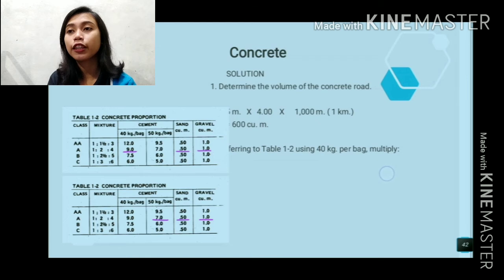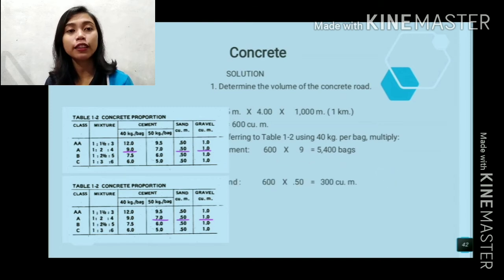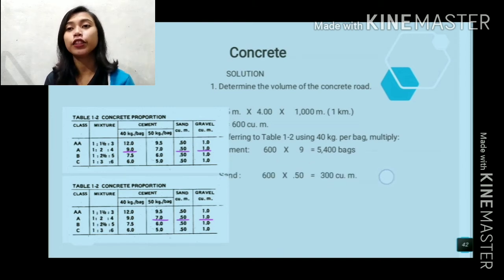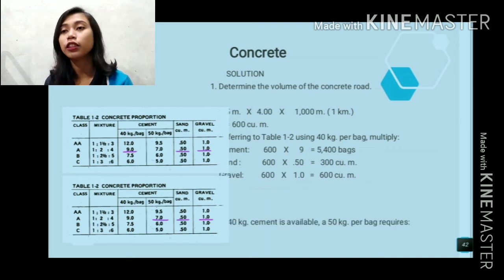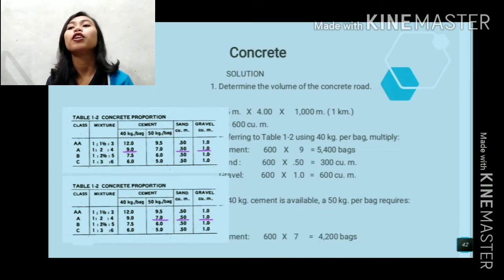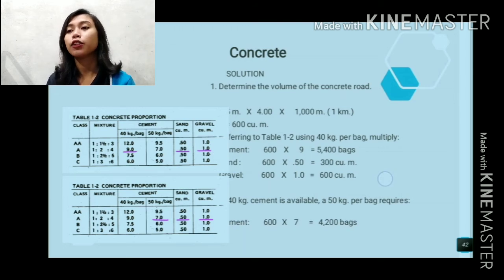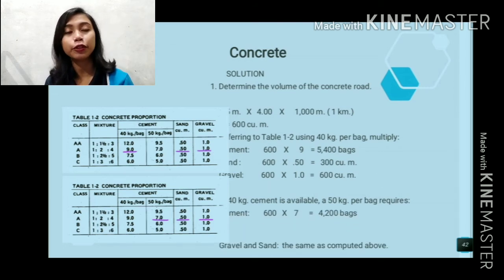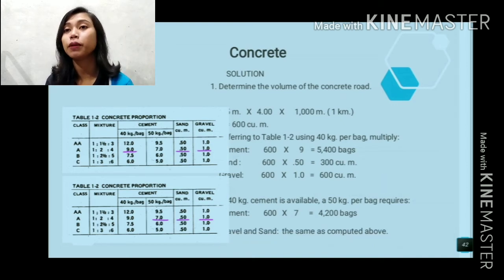Second, let's refer again to table 1 to 2 using 40 kilograms per bag. In cement, multiply 600 cubic meters by 9, which is equal to 5,400 bags. In sand, multiply 600 cubic meters by 0.50 cubic meters, that is equal to 300 cubic meters. And in gravel, multiply 600 cubic meters by 1 cubic meter, that is equal to 600 cubic meters.